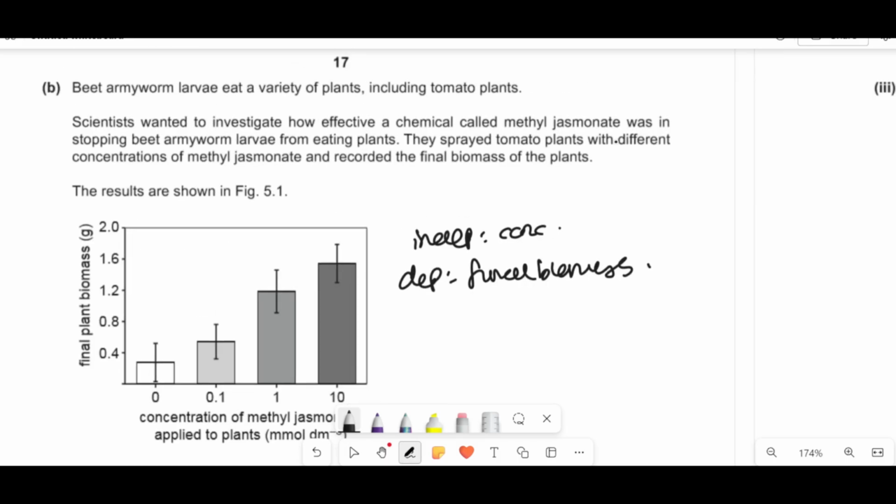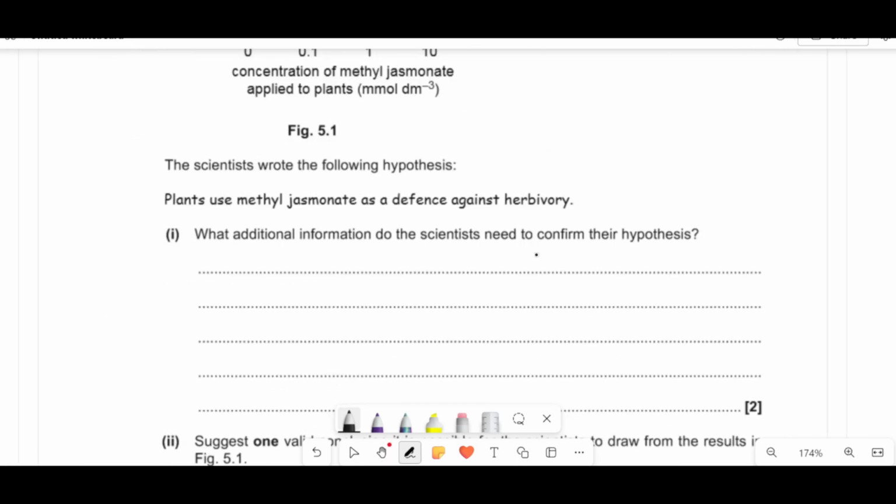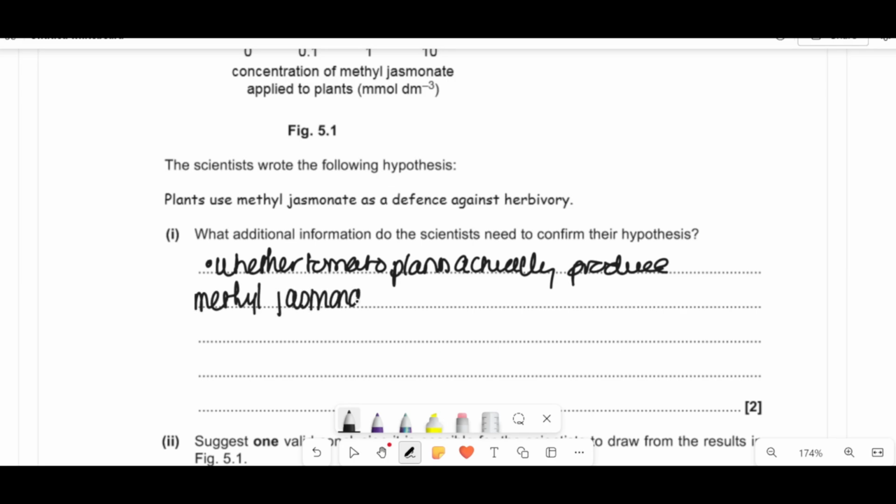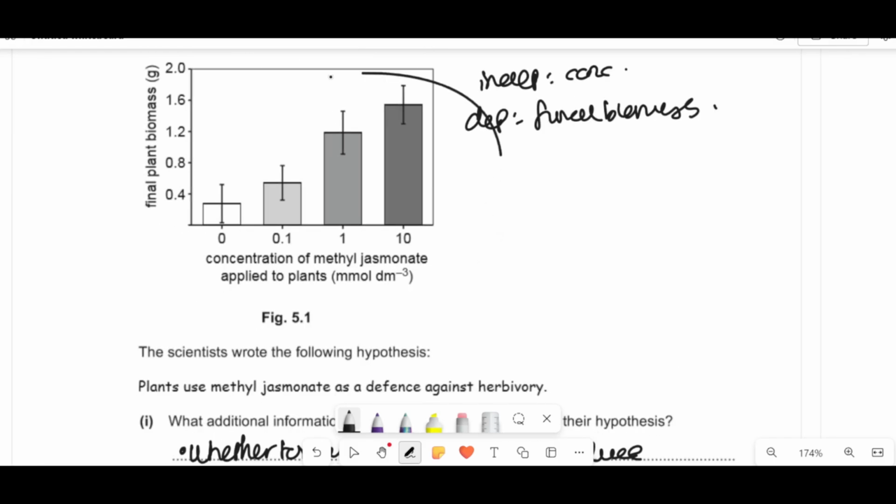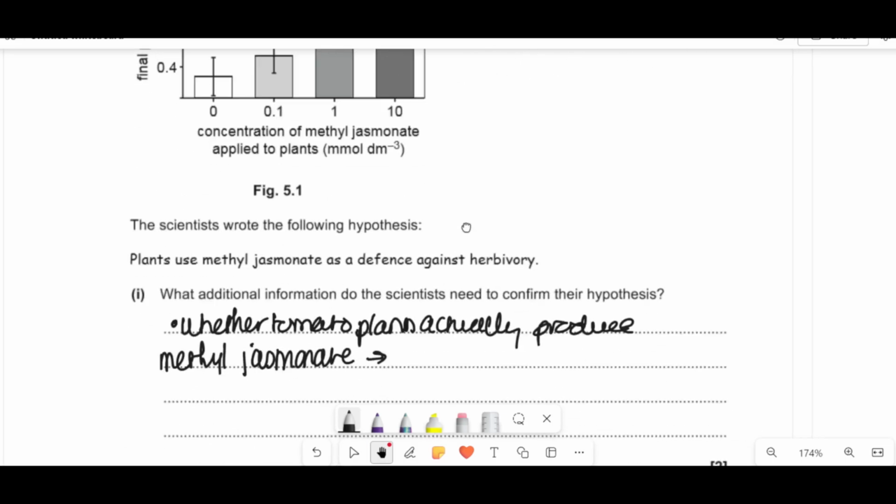The question told you that they're spraying it on here, and they're just spraying it on at different concentrations, and we don't even know if they've used tomato plants, right? So first of all, if they want to do that, they need to know, do these actually produce the methyl jasmonate? So what do they need to know? They need to know whether tomato plants actually produce methyl jasmonate. Why do we need to know that? It's because we want to see how much they're making in comparison to the experimental amounts that they're using as well, right?